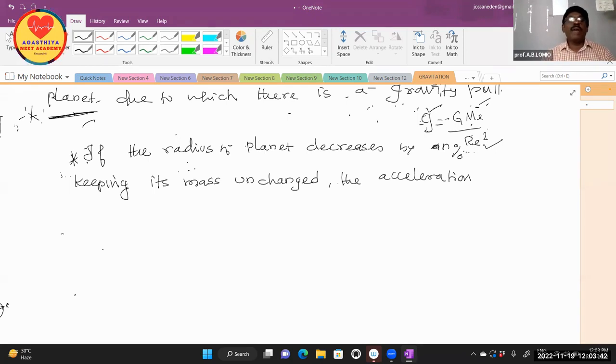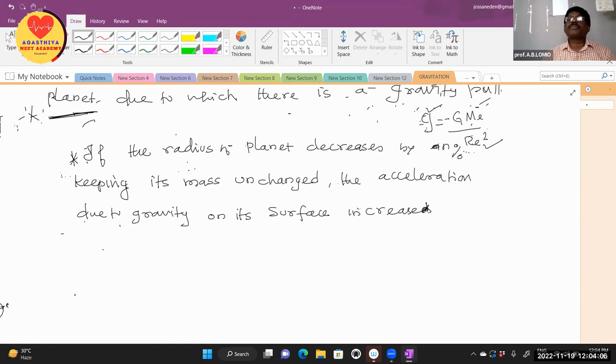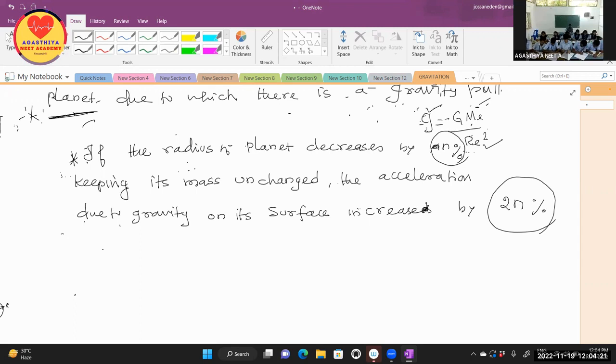The acceleration due to gravity increases by 2n%. This is simple. If the radius decreases by n%, the acceleration due to gravity increases by 2n%.